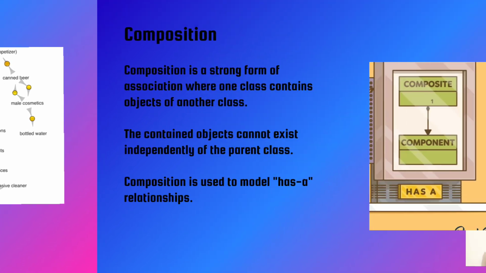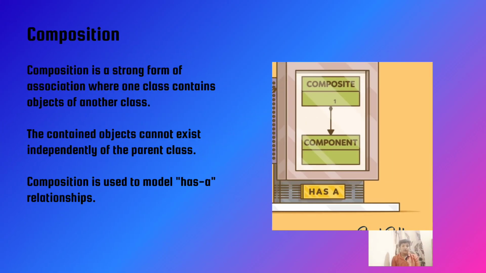Now let's see about composition. Composition is a strong form of association where one class contains objects of another class. The contained objects cannot exist independently of the parent class. Composition is used to model "has-a" relationships.